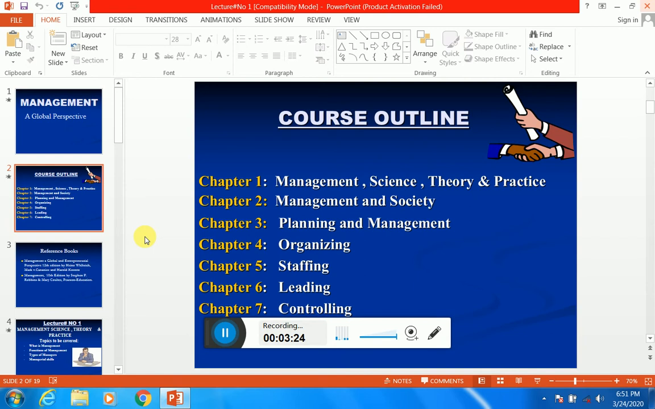Then after that we will move to the next, that is organizing. Simply stated, what is organization and what is the concept of organizing inside the organization. In the organizing chapter we will discuss the different structures of the organizations, that is, what the different layouts of the organization are.